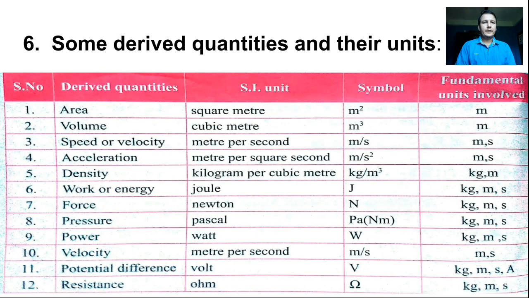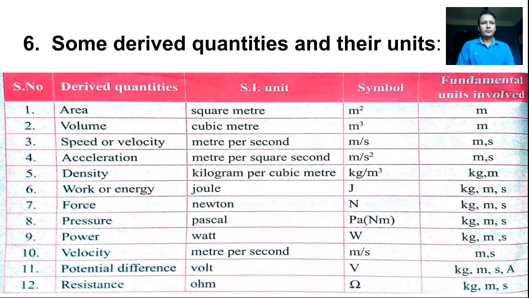Okay, here I have presented one table of some derived quantities and their units. So let's see some derived quantities and the fundamental units involved in them. First one, area. The SI unit of area is square meter, symbol m squared, and the fundamental unit involved in it is meter. Meter times meter.